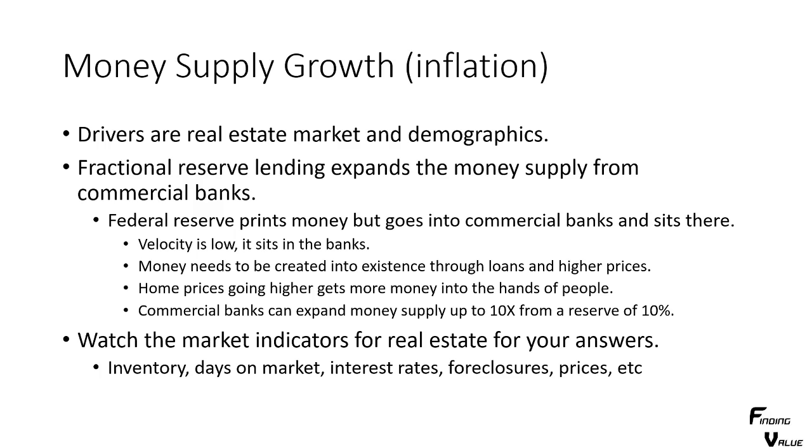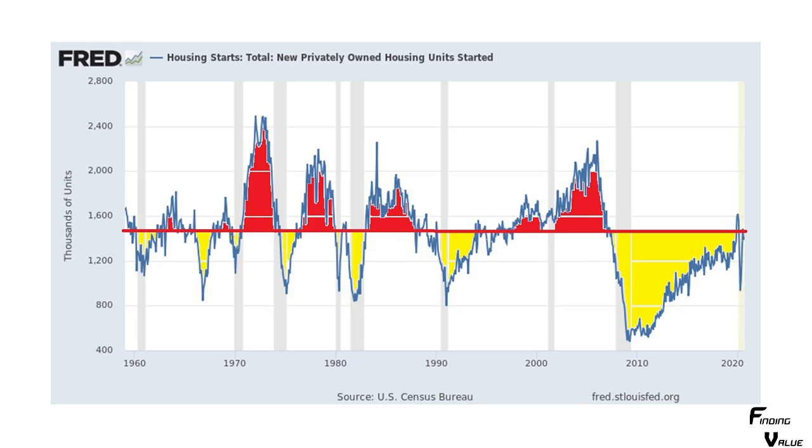We look at inventory, days on the market, interest rates, foreclosures, prices, and there are some other small metrics that we also look at. That's going to tell us if house prices are going higher. And right now, those metrics are all absolutely screaming that house prices are going to go higher. So I'm going to go into housing starts, and what I'm going to touch on here is how messed up it is.